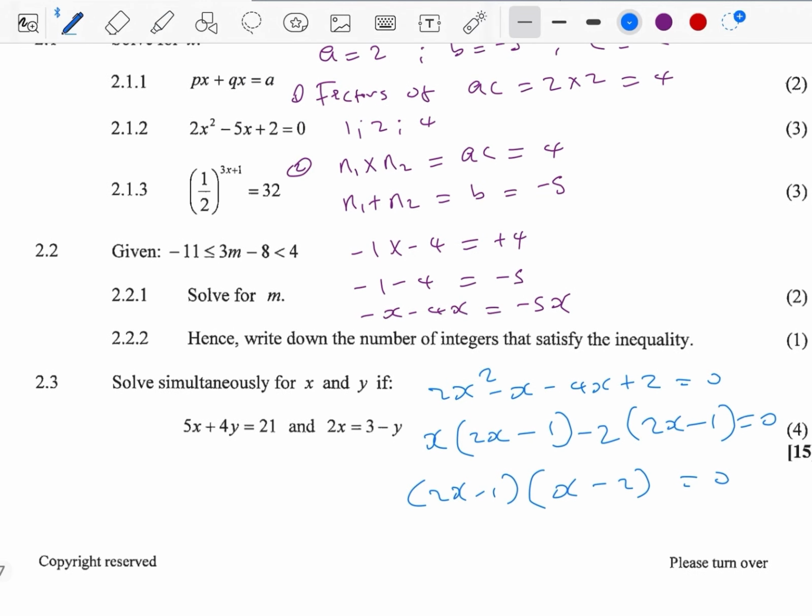Great. And then from here, you can say, okay, cool, 2x minus 1 is equal to 0, or x minus 2 is equal to 0. And then say 2x, take that negative 1 to the right hand side, it becomes positive, so x is equal to 1 over 2. In this case, x is equal to 2. Boom. These are your answers. Your x is half and your x is 2.